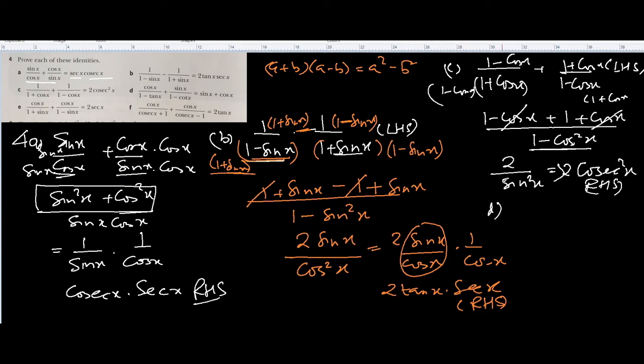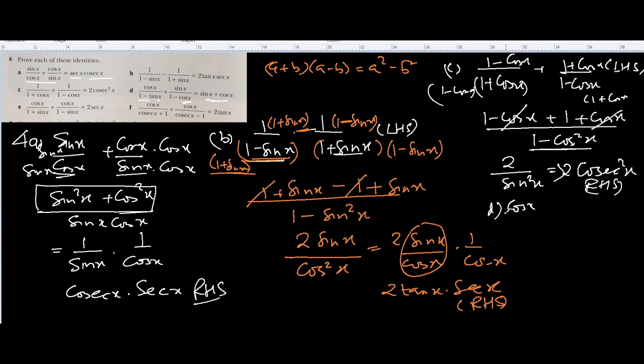Alright, let's see D part. D part says cos x over 1 minus tan x and sin x over 1 minus cot x. So we have to convert tan x and cot x into sin and cos, so that we are left with something like this. Alright.